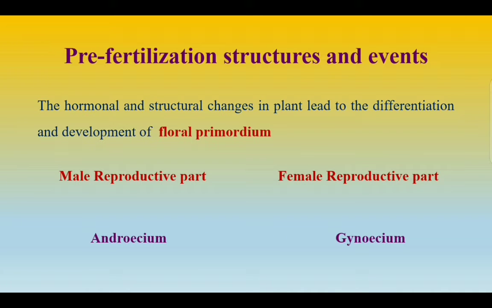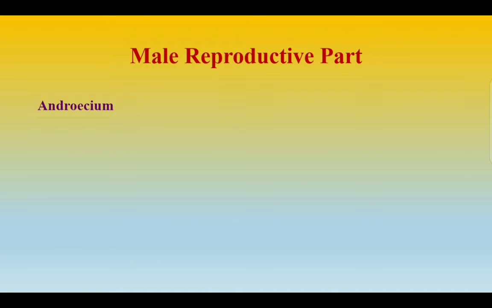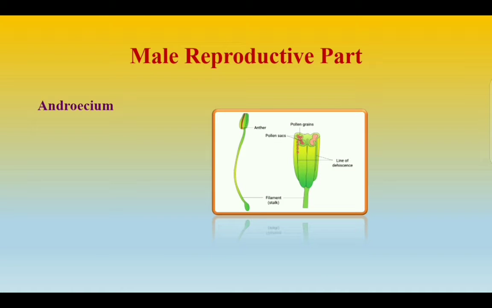The male reproductive part is represented by the androecium and the female reproductive part is represented by the gynoecium. So children, in this video we'll be seeing about the male reproductive part and its development, that is, the androecium, how the androecium is formed, how the microspores are formed, and the formation of the pollen grains also.